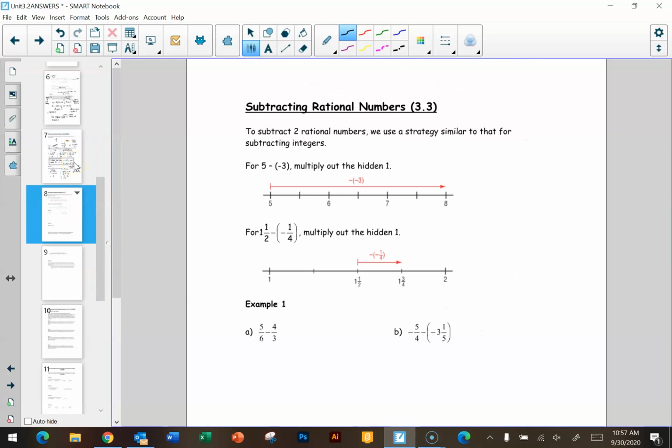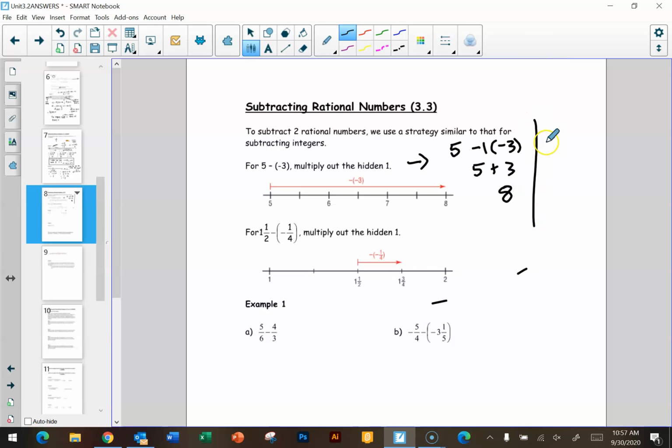So subtracting rational numbers with fractions is, again, the sticky point for a lot of grade 9 students, so we just have to work at it. To subtract two rational numbers, we use a strategy similar to that for subtracting integers. So from 5 minus a negative 3, we can multiply out the negative 1, right? So 5 plus negative 1 times negative 3, and negative 1 times negative 3 is just a positive 3. So that equals 8. Okay?